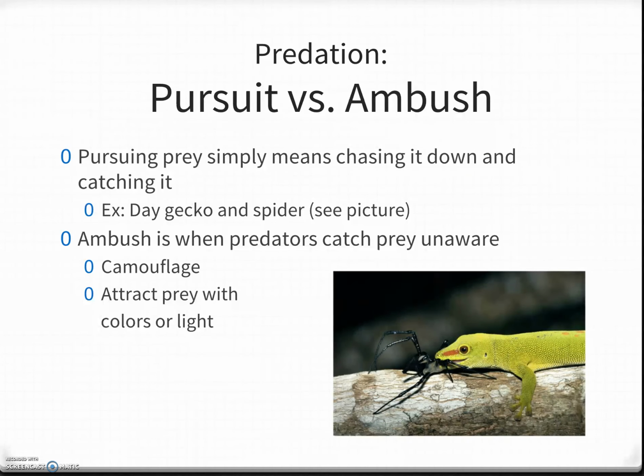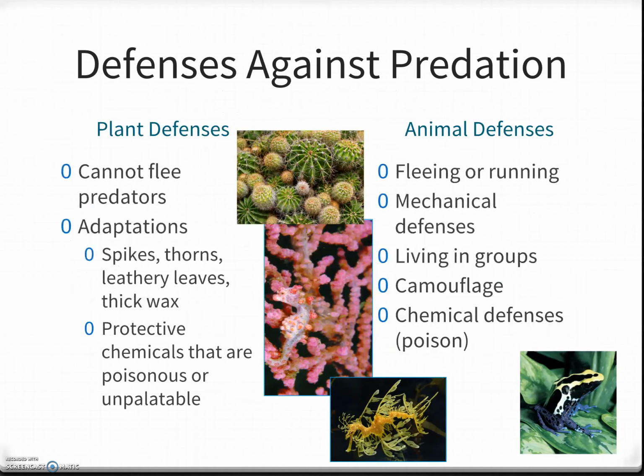Different types of predation. There's pursuit versus ambush. Pursuit means you chase it down and you catch it. Okay, so that day gecko chases down that spider until he gets a chance to eat it. And ambush is when predators catch prey unaware. So they camouflage themselves and then they attract prey with color or light, rather than chasing them down.